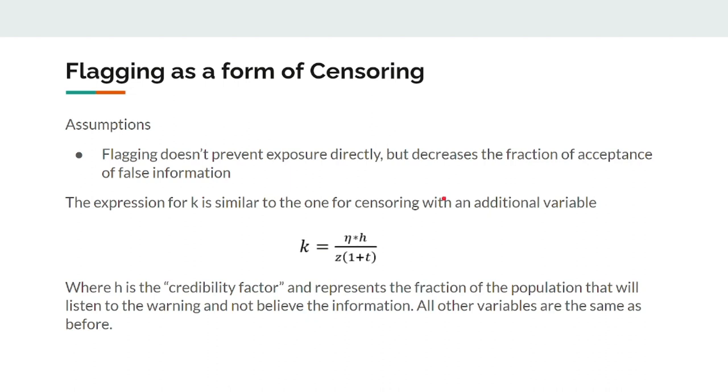Next, we looked at how flagging a post that contained misinformation differs in its effect from just deleting it. Here, the assumption was that flagging didn't directly prevent exposure, but those who were exposed had a higher chance to reject the misinformation and return to the susceptible pool. The censoring factor K looks similar to the previous definition, but a new term H is added. H represents the fraction of people who will heed the warning and reject the misinformation. We anticipate that even if flagged, there will be some people who will still accept the misinformation.